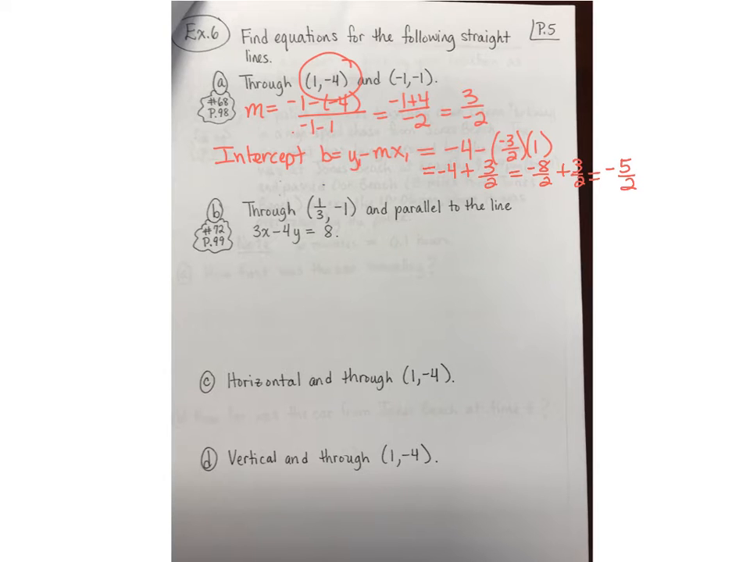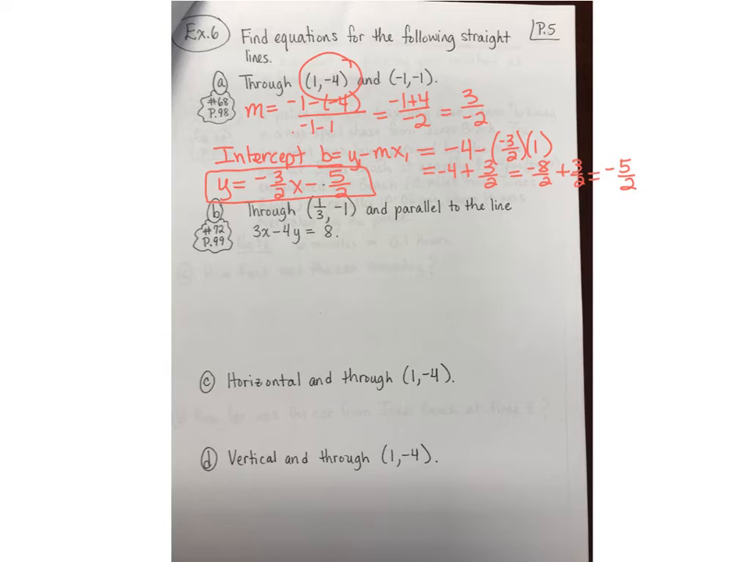Now you want to find your equation. So you will have y. We have y is equal to, your slope is m, so -3/2 x, minus, your intercept, so you'd have minus 5/2. Okay, so you have your line here.